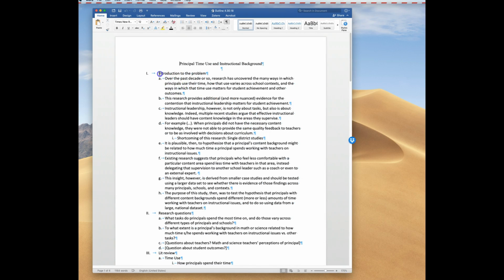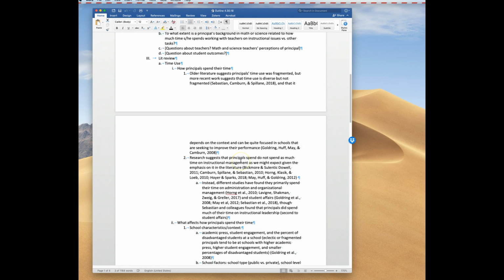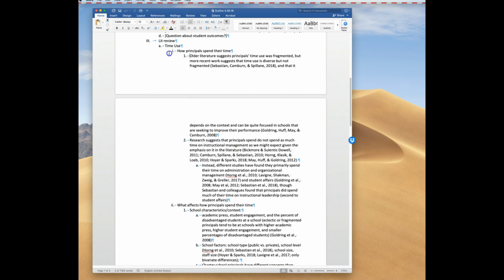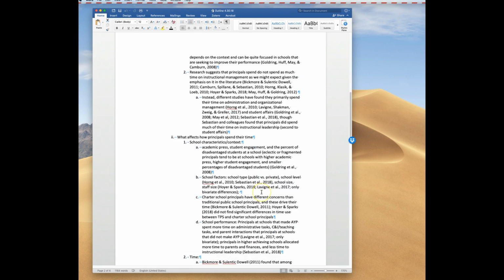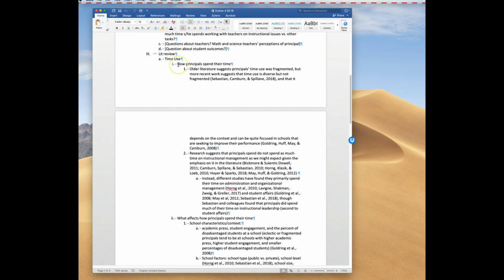I laid out my intro to the problem. I laid out, and this is a paper about principal time use, my research questions, and then I started going through the literature. And so if you think about that funnel we talked about the other day, my first area of literature is about what we know about time use in the first place. So we know this very general sort of, what kinds of things do they do with their time. And the important thing about this outline is you'll see I'm not just saying, well, so-and-so says this and so-and-so says that and so-and-so says this.